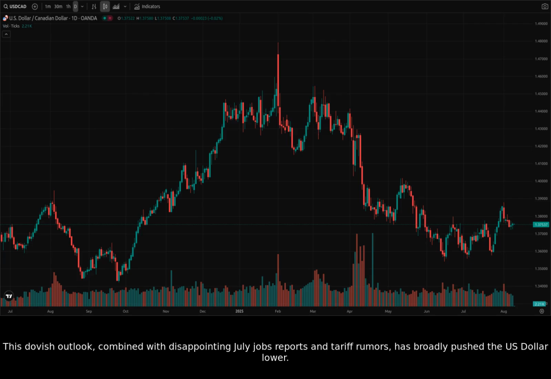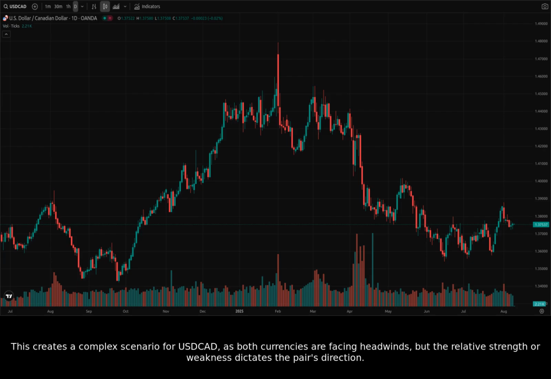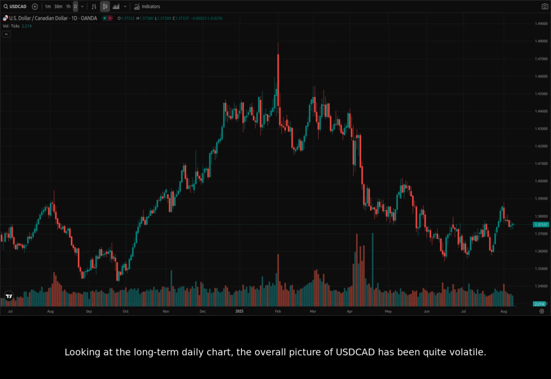This dovish outlook, combined with disappointing July jobs reports and tariff rumors, has broadly pushed the US dollar lower. On the Canadian side, we've seen the Canadian dollar weaken after its own disappointing July jobs report. This creates a complex scenario for USDCAD, as both currencies are facing headwinds, but the relative strength or weakness dictates the pair's direction. Looking at the long-term daily chart, the overall picture of USDCAD has been quite volatile.